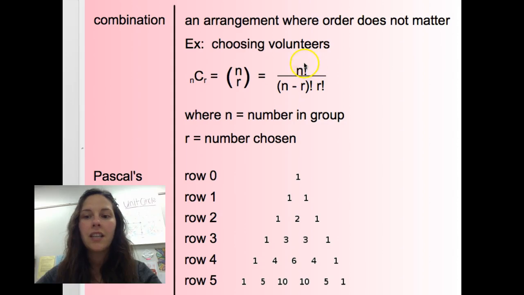And the formula is, in the numerator we have n factorial, in the denominator n minus r quantity factorial times r factorial. There will be some of these that I want you to show by hand, but there is also a button on your calculator that will do combinations for you.